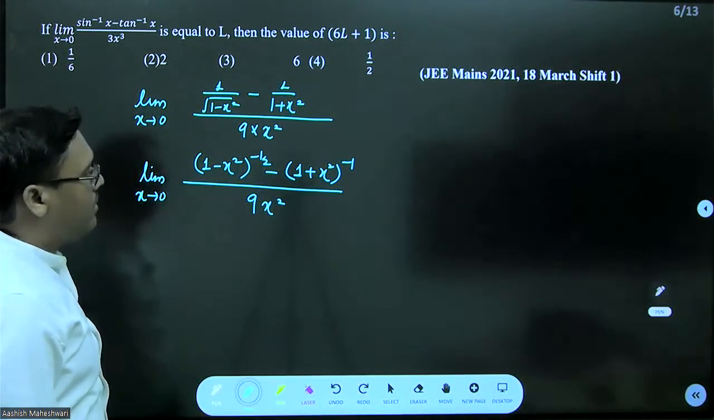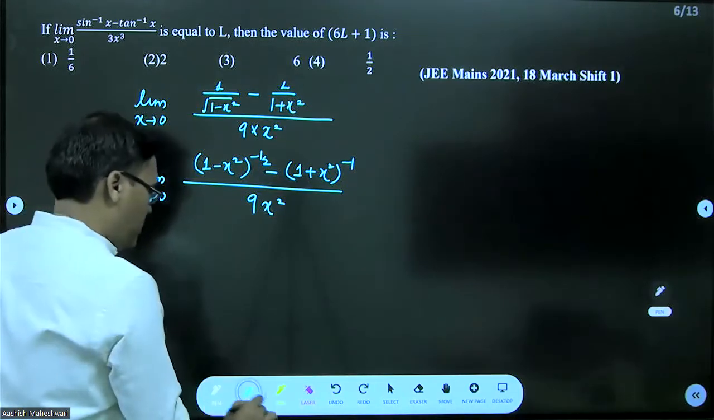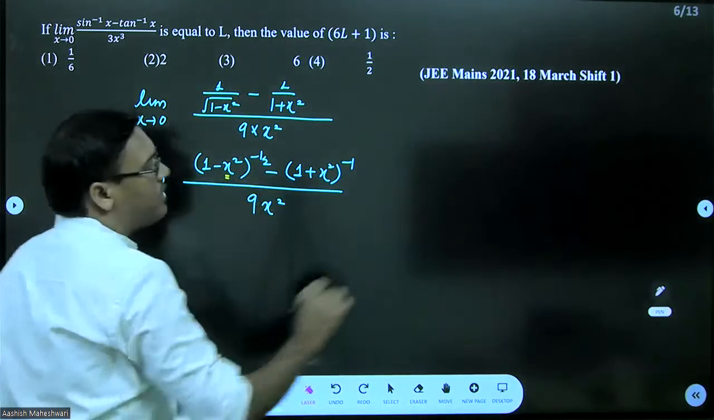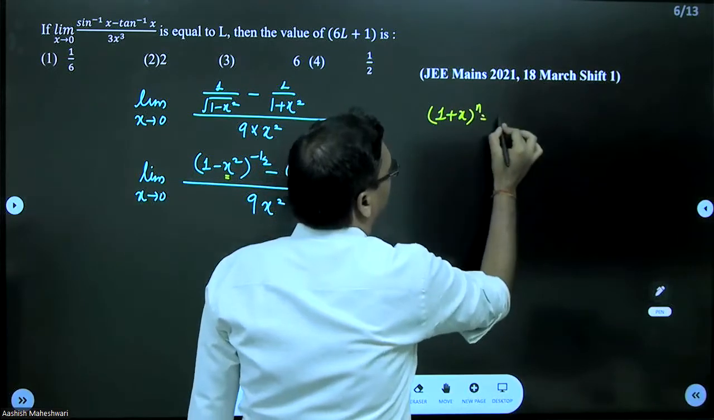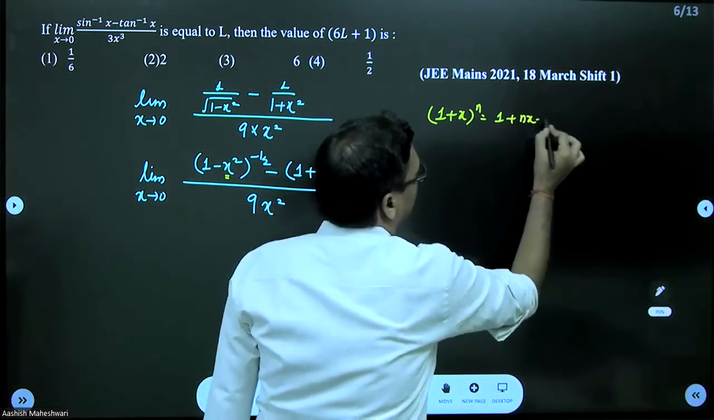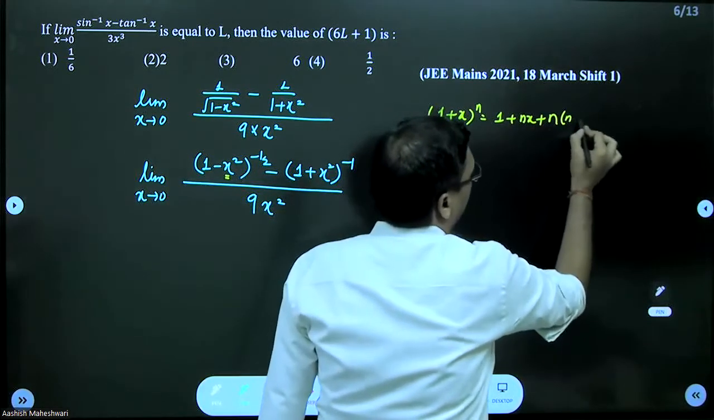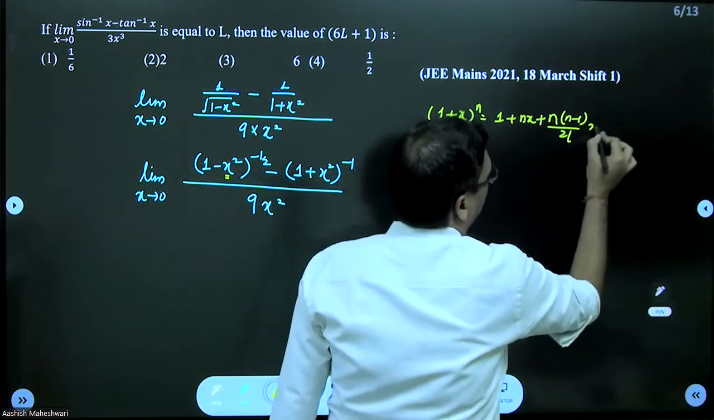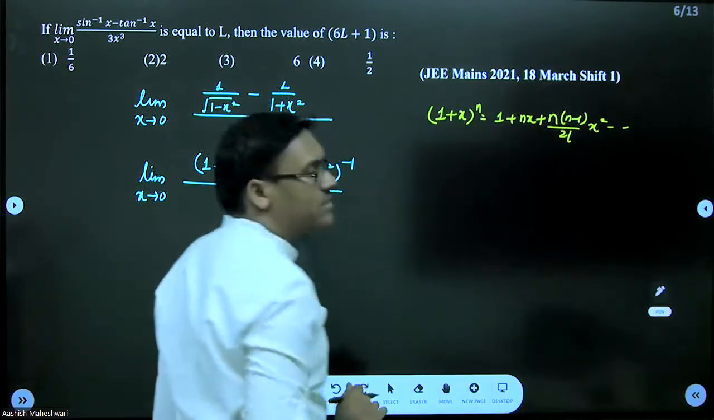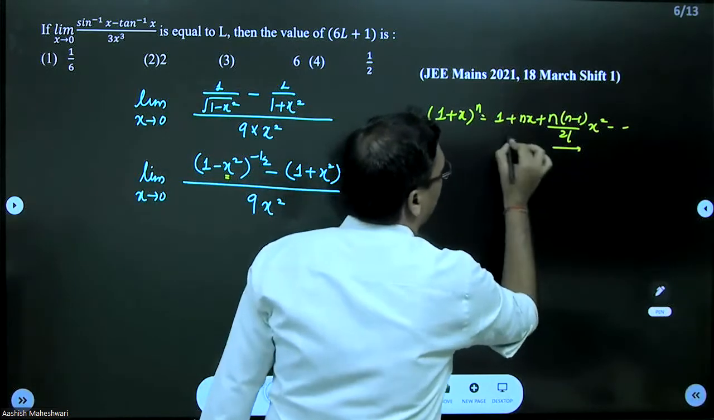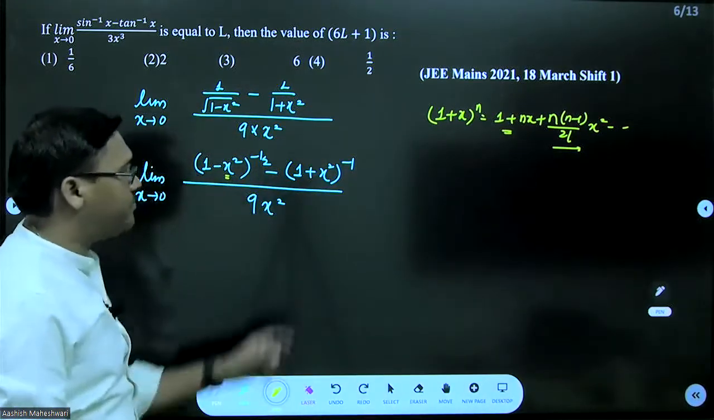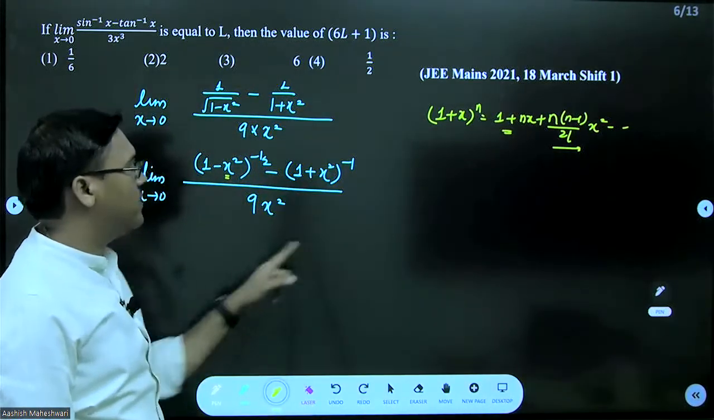Now see, we know as x approaches 0, x square will be a small value, and I can say 1 plus x raised to n is equal to 1 plus nx plus n into n minus 1 upon 2 factorial x square and so on, the binomial expansion. For small values of x, I can neglect this term and this will be equal to 1 plus nx. You can see the degree of numerator. What is the degree of numerator?